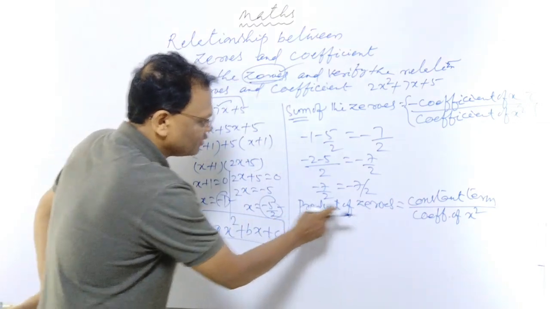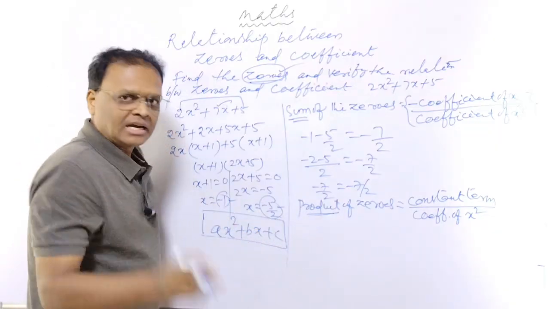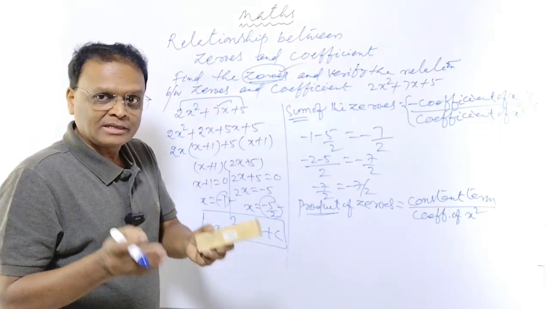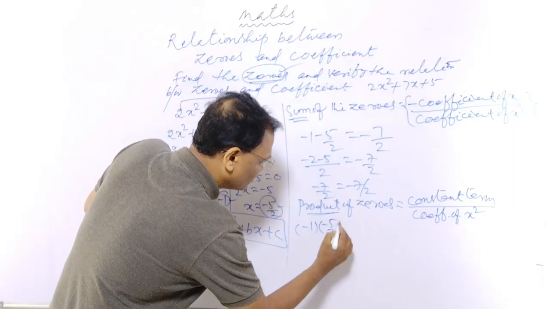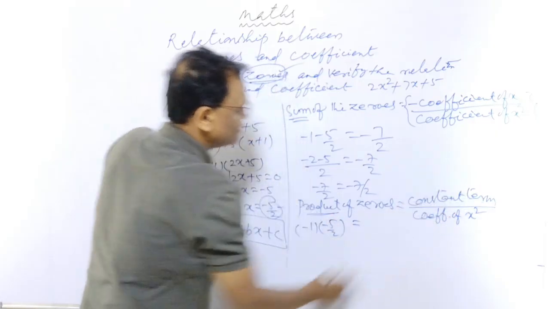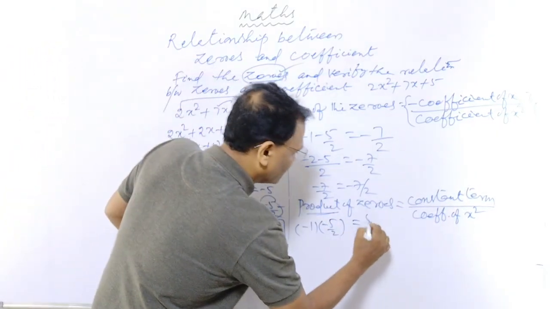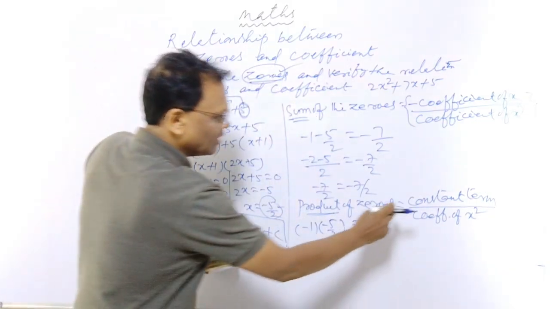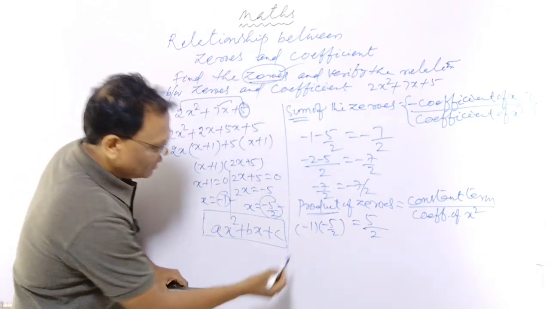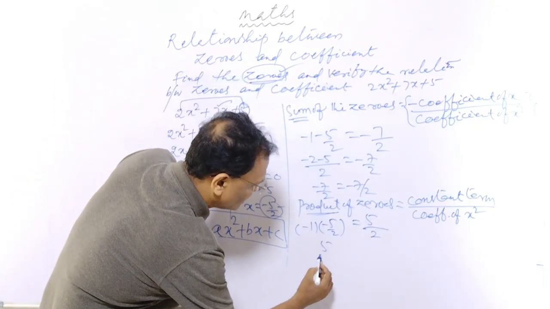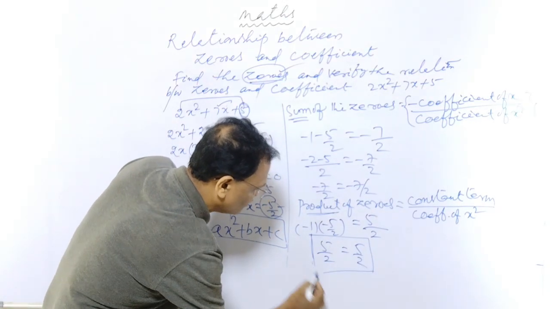Now, the product of the zeros. What zeros are we having? We are having these two. Product means I will multiply. Product means multiply, what? The zeros. Minus 1 into minus 5 by 2 is equal to the constant term. Look at it. What is the constant term? This is my constant term, 5, by the coefficient of x square. What is the coefficient of x square? 2. 5 by 2. Minus into minus is plus, 1 into 5 by 2 is 5 by 2, equal to 5 by 2. Verified. Now the checking is over.